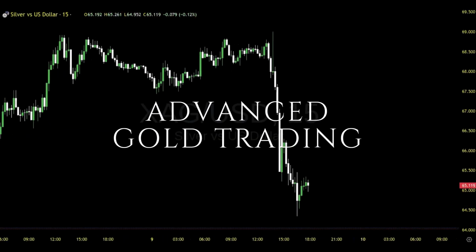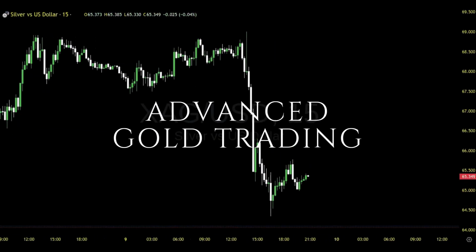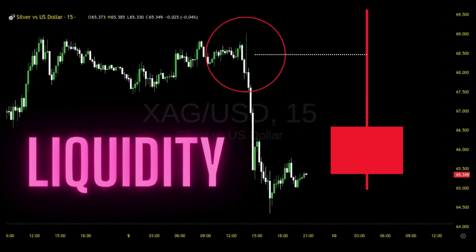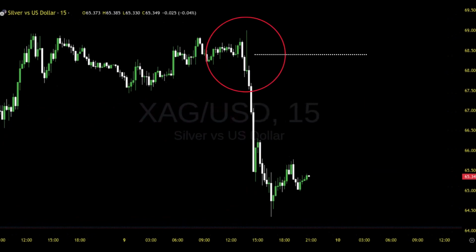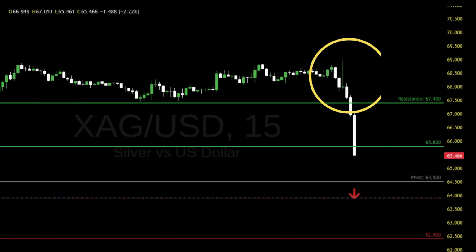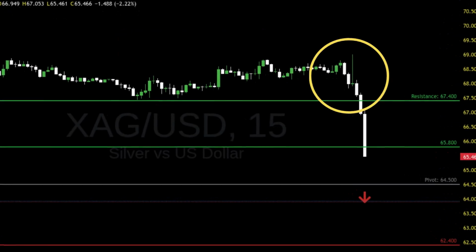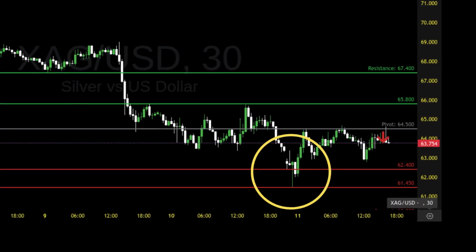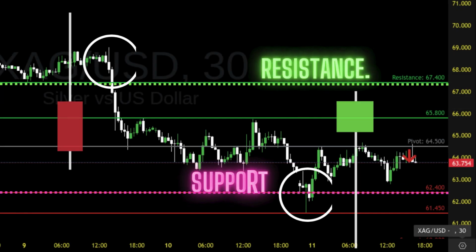Today we are going to discuss one of the most important concepts in professional trading. Liquidity. Many traders believe gold moves randomly. Price breaks above resistance. Price breaks below support. Then suddenly it reverses. Most traders call this manipulation. But professional traders understand something different.